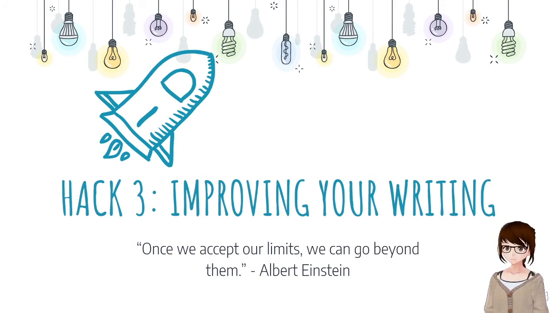First, let me just start with a quote by Albert Einstein: "Once we accept our limits, we can go beyond them." This is what I think: in order to improve your writing, the first thing you need to do is realize that you need to improve. Because a lot of people are okay with where they are, and that's okay. But if you want to improve, then you need to believe that you have room for improvement. By accepting your limits and knowing that you can do better, only then can you improve. So that's what Albert Einstein was saying.